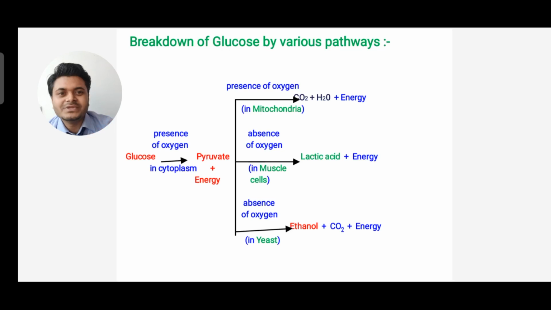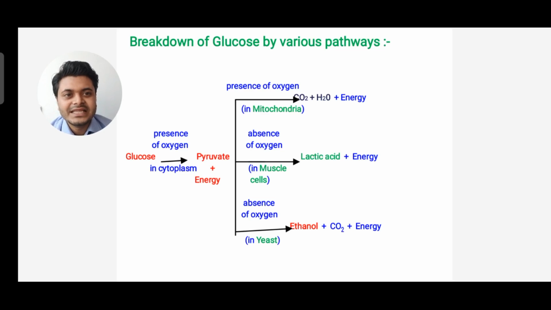So see, the common step I've said, glucose is converted into pyruvate. Where? In the cytoplasm. How? In the presence of oxygen. So this step is common. And next, we have three different types, one for aerobic and two for anaerobic. One is presence of oxygen, where it takes place in mitochondria and produces carbon dioxide, water and energy.